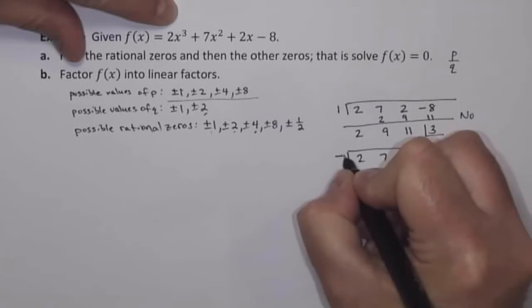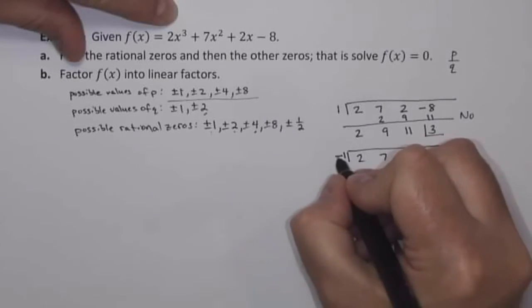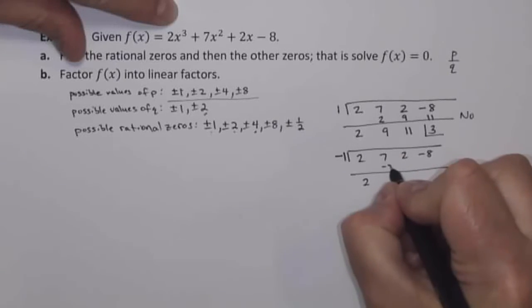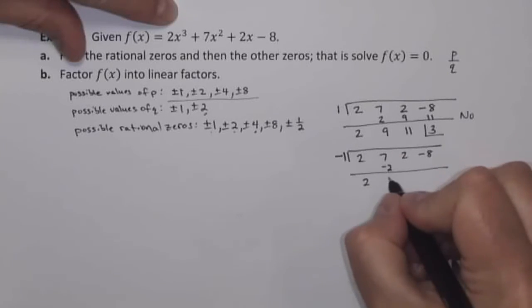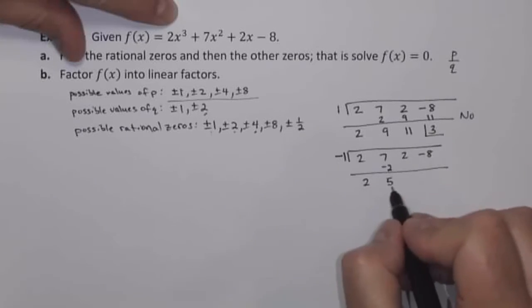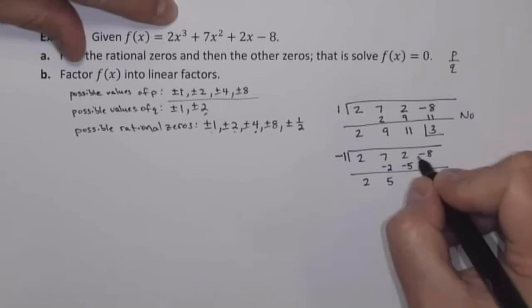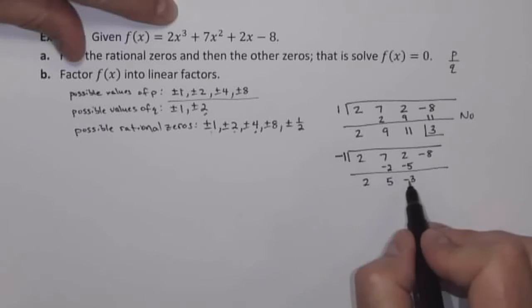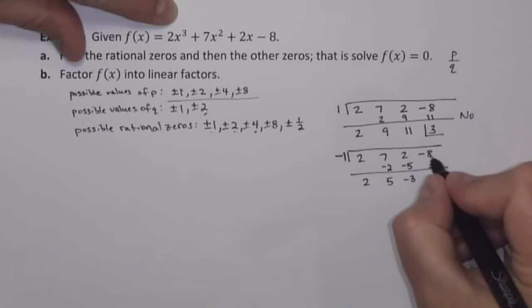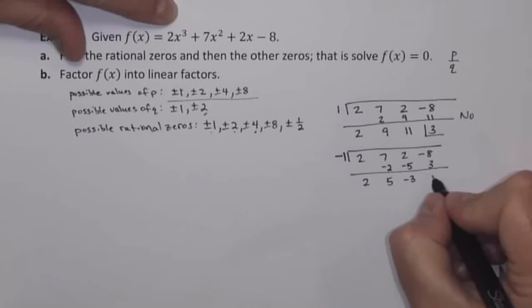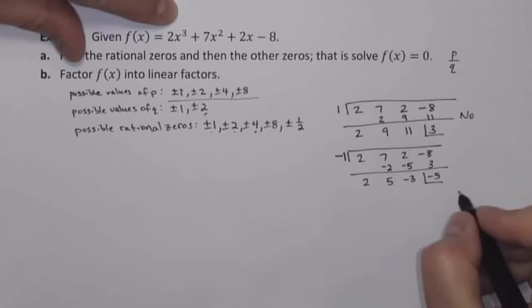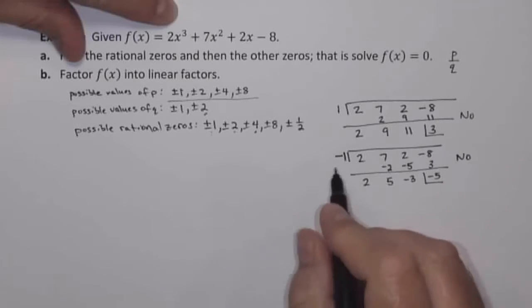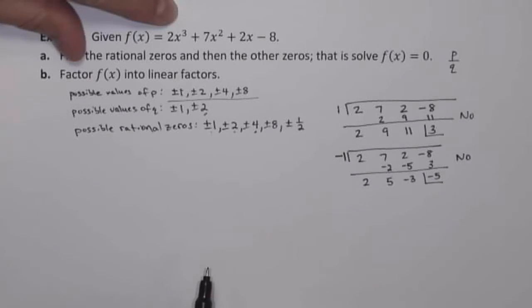Drop down the 2. I'm checking negative 1 here. Negative 1 times 2 is negative 2. 7 plus negative 2 is 5. Negative 1 times 5 is negative 5. 2 plus negative 5 is negative 3. Negative 1 times negative 3 is positive 3. Negative 8 plus positive 3 is negative 5. That's my remainder. It's not 0. So negative 1 is not a 0 of the polynomial function.